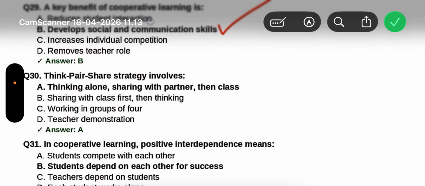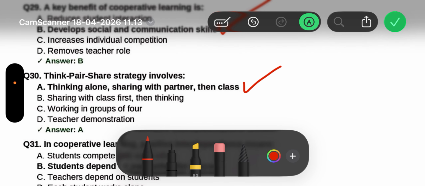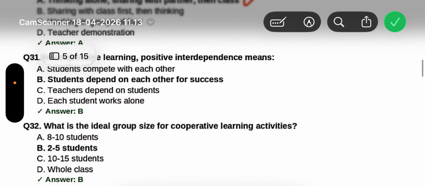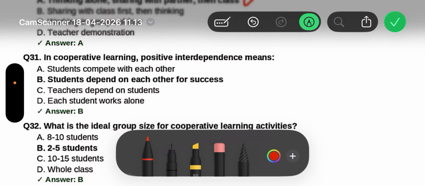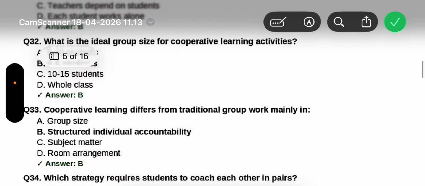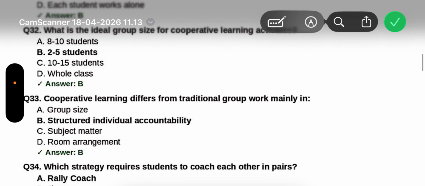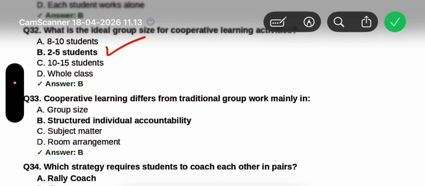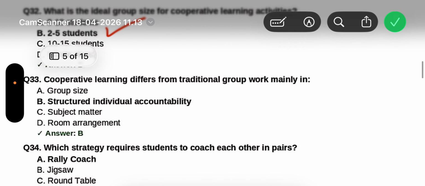Question number 30. A think-pair-share strategy involves thinking alone, sharing with partner, then class. Question number 31. In cooperative learning, positive interdependence means students depend on each other for success. Question number 32. What is the ideal group size for cooperative learning activities? It is 2 to 5 students should form groups for cooperative learning activities.